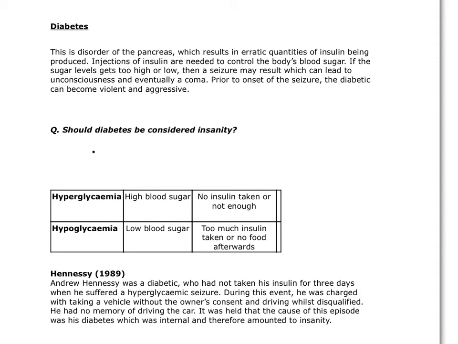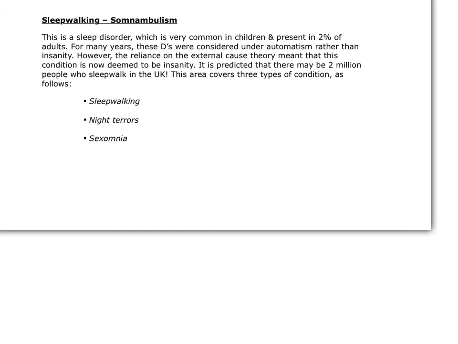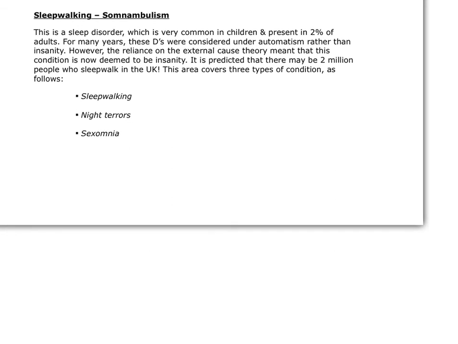Hypo, low, automatism. Hypo, low, you've taken external insulin, you've not eaten enough or not eaten at all, so that is classed as automatism. Case of Hennessy and Quick to illustrate, as we've gone through and recapped in class. DDS, the final one, sleepwalking, or medically termed somnambulism. So these are things like sleepwalking, night terrors, sexsomnia cases.